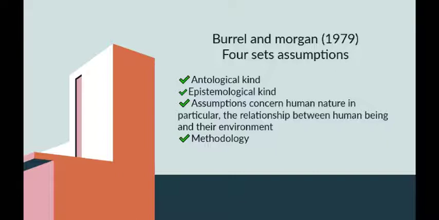Burrell and Morgan describe such assumptions. The first is the ontological kind. The epistemological kind of assumption concerns human nature, in particular the relationship between human beings and their environment. Then there is methodology.